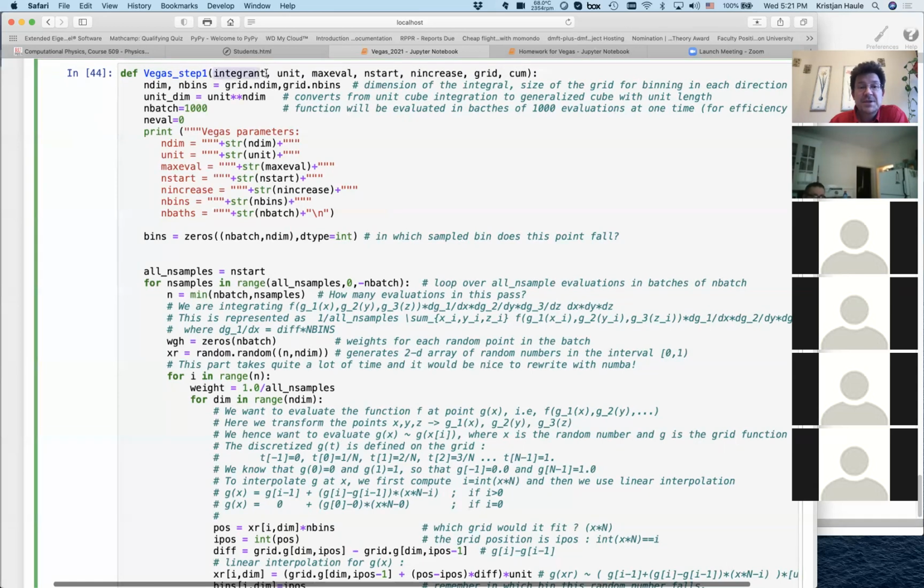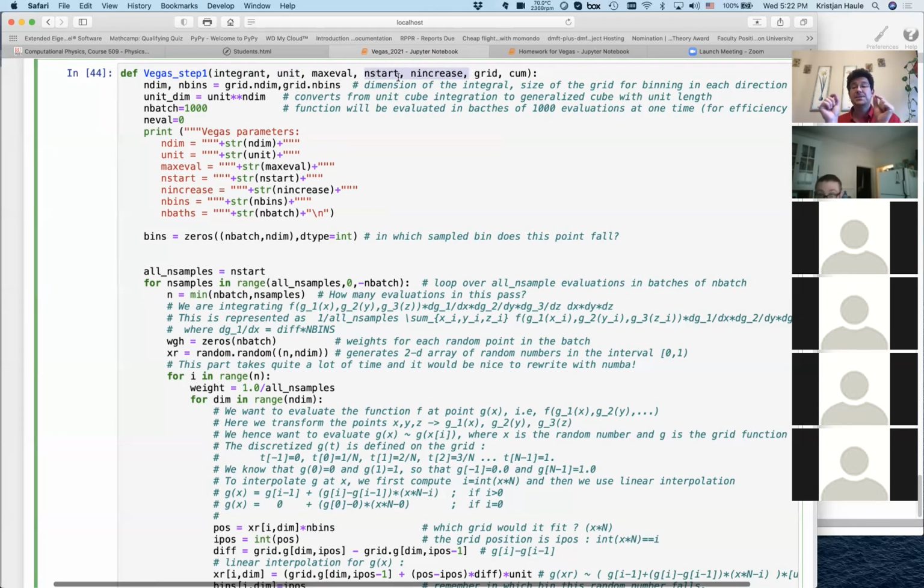Integrand again is the function for which the integral is being evaluated. So it's function f of x. This unit is the same as before, which is pi in our case, but in general, I will ask you for the homework to change this unit to be an arbitrary interval from A to B, an arbitrary hypercube. So this thing will need to be changed for the homework. Then maximal is the maximum number of function evaluations that we are asking the user to do. This is a new thing in Vegas: n start and n increase.